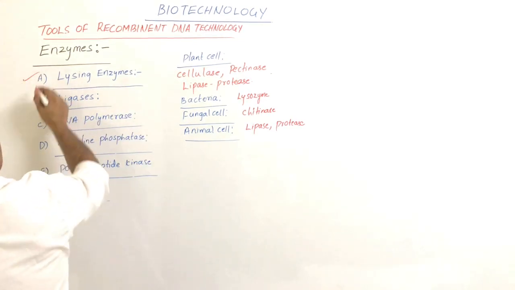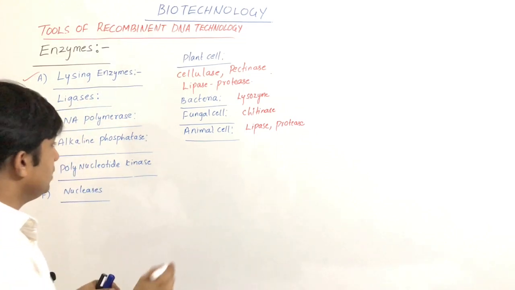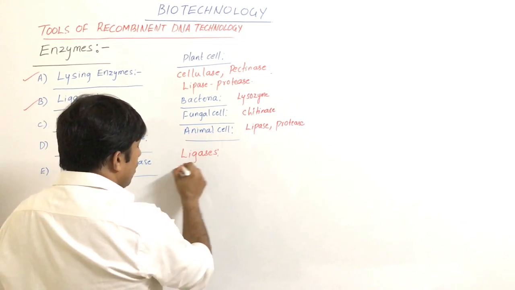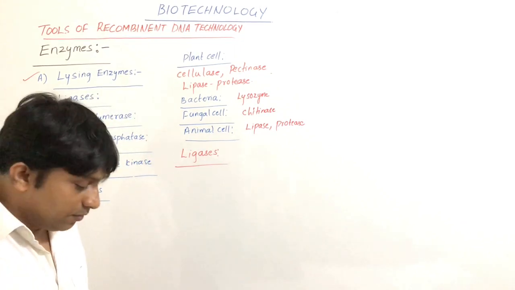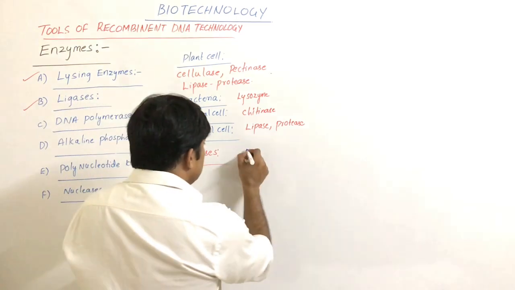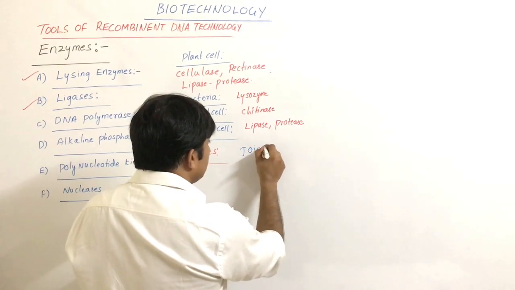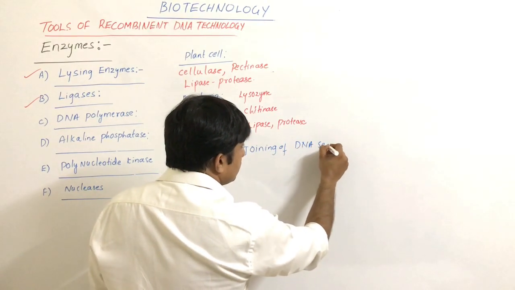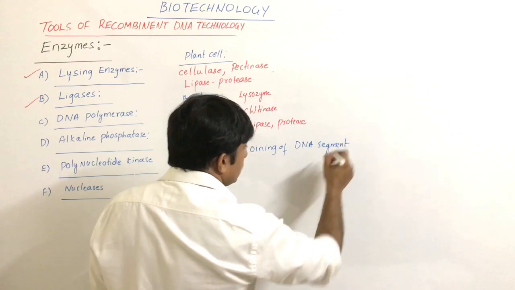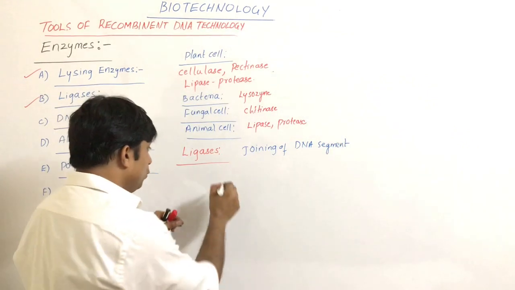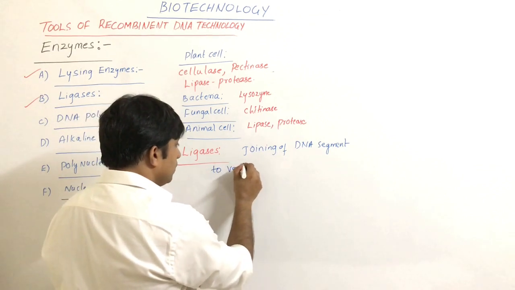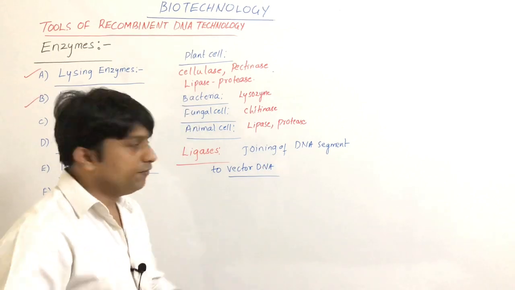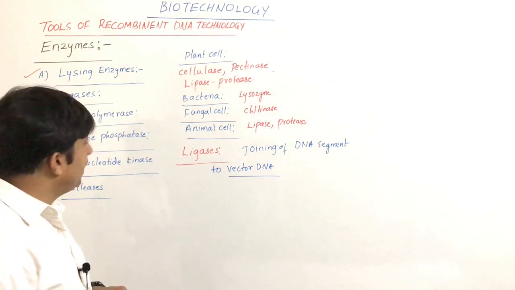Next, second, we have ligase. So listen, ligases are those enzymes which catalyze the joining of DNA segments to a vector DNA, right? Joining of DNA segments to vector DNA, we use the enzyme ligases.